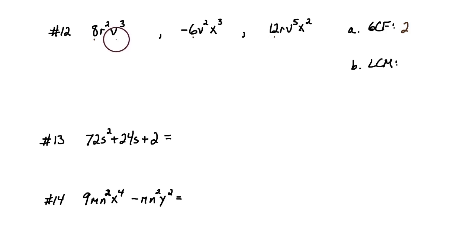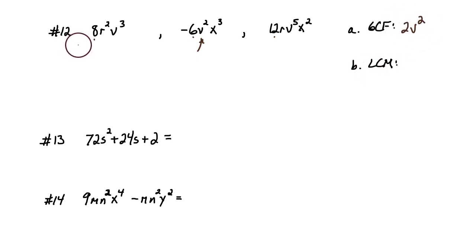Yes, there is. What's the most amount of V's that can divide into all of them? The middle one restricts us to only v squared, because that's all the v's that are there. The other ones have enough v's to divide them by v squared. Here is our GCF. Okay, now our LCM.